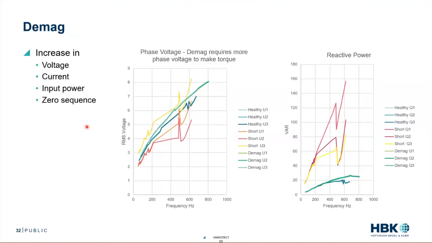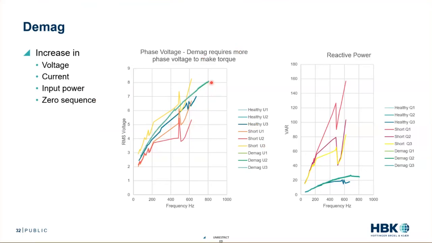How about Demag? So we can identify short circuit current. Cool, that was easy. Demag, we're going to see an increase in voltage, an increase in current, an increase in input power, and a disturbance in the zero sequence. And what I've plotted over here, I think, is pretty interesting. So again, I left this turn-to-turn short circuits in here just to demonstrate that phase voltages are also all over the place for my short circuit. But let's look at our healthy in blue and our Demag in green. My healthy is here, and my Demag has an increase on the input voltage.